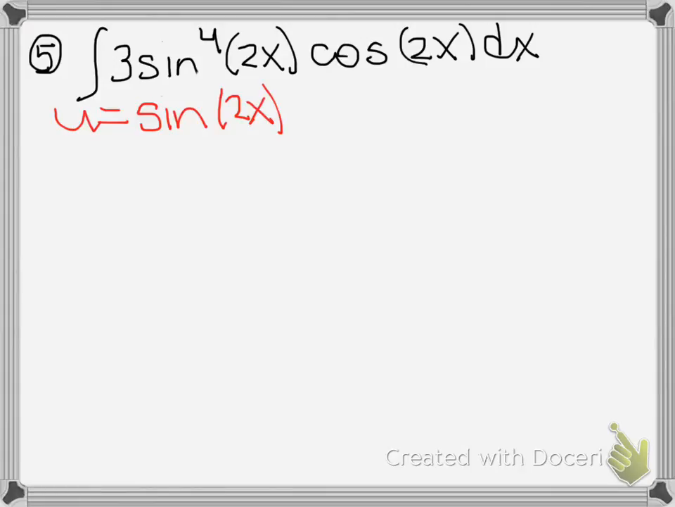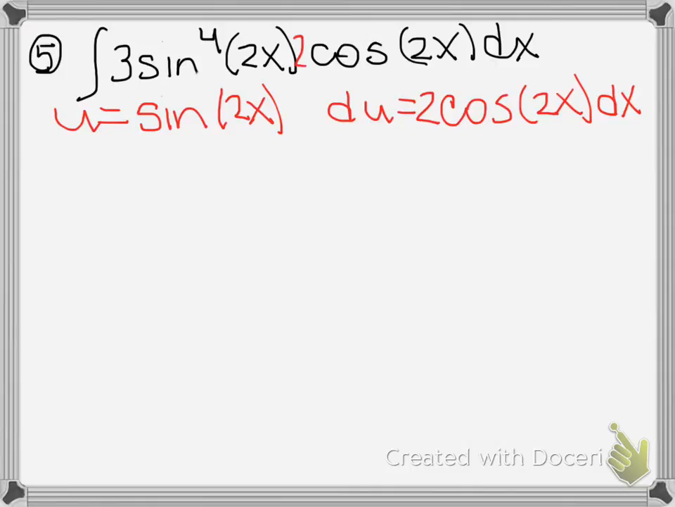Now if u is sine 2x, then we have du. What's the derivative of sine 2x? You might be thinking cosine 2x. Don't forget the chain rule here, people, because it's cosine 2x times 2, or 2 cosine 2x dx. And you're thinking, okay, what do I have going on here? I have the cosine 2x here, so I need to input in that 2. If a 2 goes here, then I have to put a 1/2 on the outside. So what does this problem now become? 3/2 the integral of u to the fourth du.